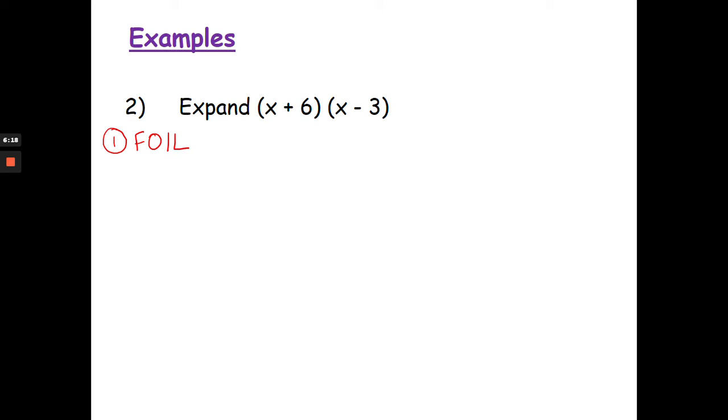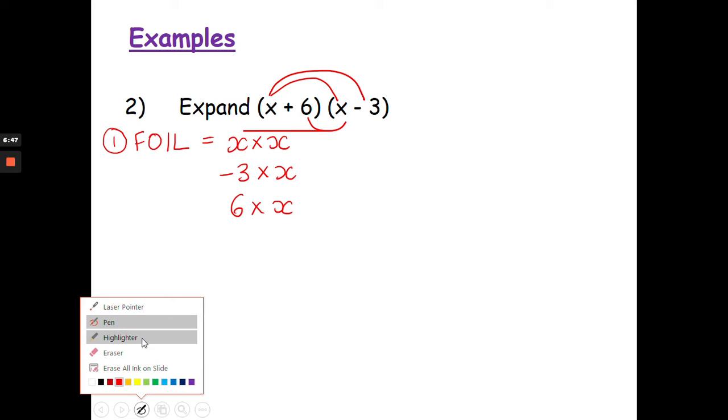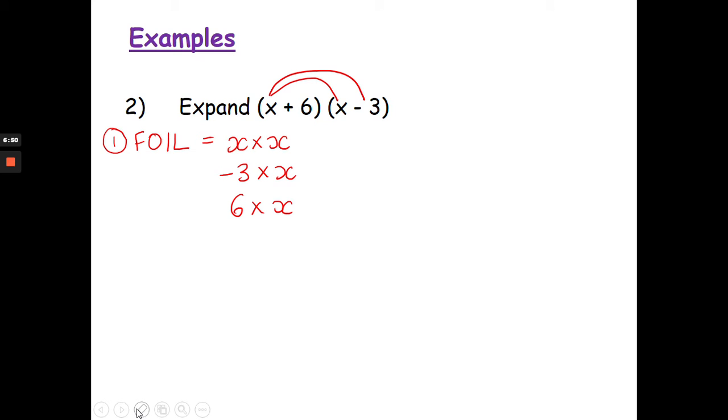First, outer, inner and last. So first term gives me x times x. Then I also have outer, which is minus 3 times x. Those are my outer terms. Then I'm going to have inner, which is 6 times x. Then I'm going to have my last term, which is 6 times minus 3.